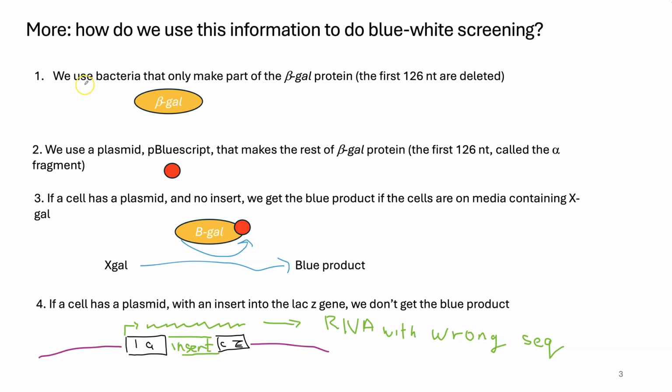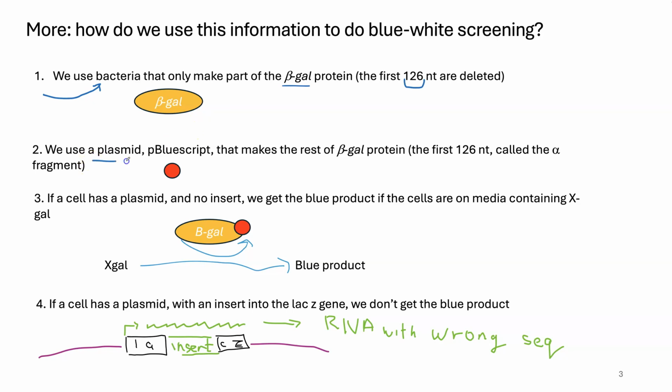Okay, so basically how do we use this information? First of all, we have to use a bacterial strain. So the cells we use can only make part of the beta-galactosidase protein. So the first 126 nucleotides or 42 amino acids are not present. So this is just the partial protein.